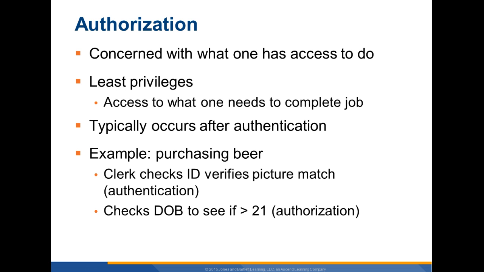Here we see an example, purchasing beer. The clerk checks your ID to verify the picture match, and we hope that you're not using a forged picture or a fake ID, and that's authentication. They authenticate you as to who you are, and then they check your date of birth to see if you're greater than 21, which would be your authorization.